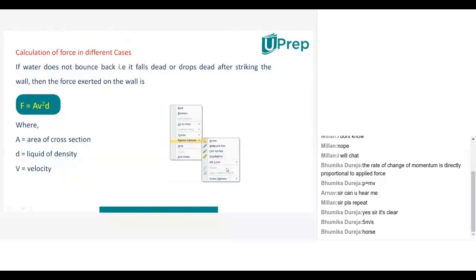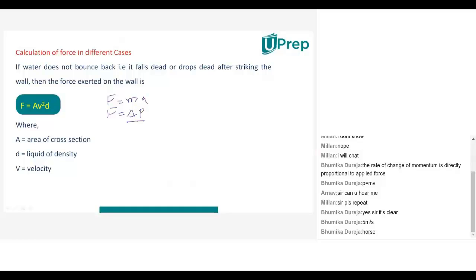First equation you said F is equal to ma. Apart from that, what can you write for F? Change in momentum by change in time, delta P by delta T. Or else F is equal to mv minus mu by t. Or else F is equal to m common, v minus u by t. Same equation only, but in a different form we are writing. So all these are different equations.